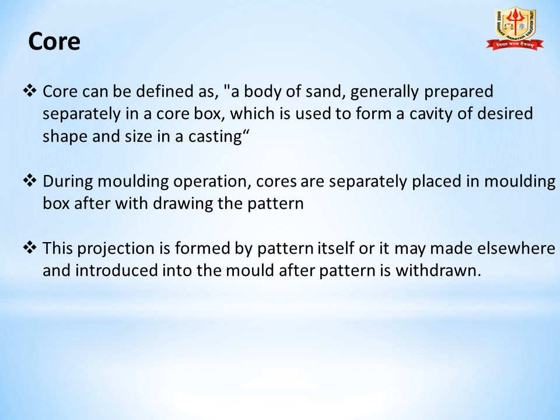Now we study core. First point, core can be defined as a body of sand generally prepared separately in a core box, which is used to form a cavity of desired shape and size in a casting. Second point, during molding operation, cores are separately placed in a molding box after withdrawing the pattern. Third point, this projection is formed by the pattern itself or it may be made elsewhere and introduced into the mold after the pattern is withdrawn.